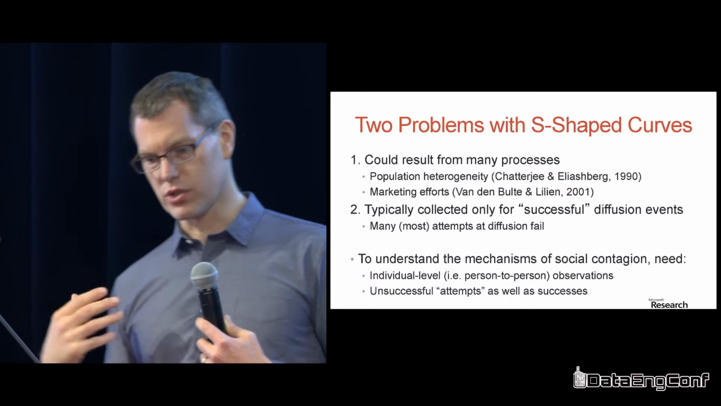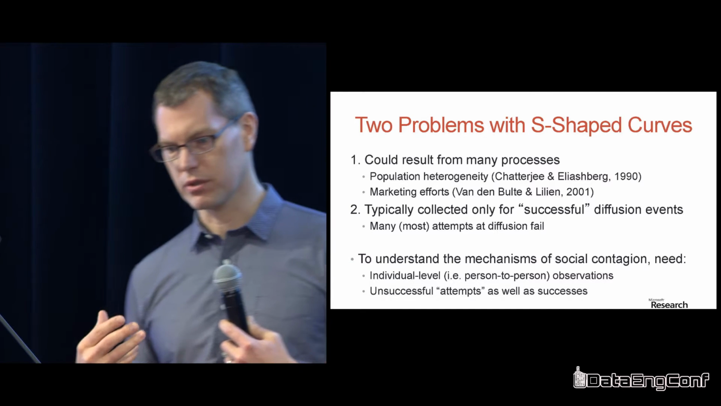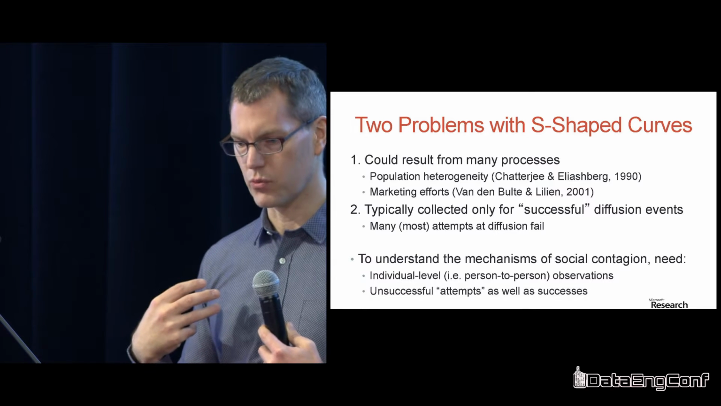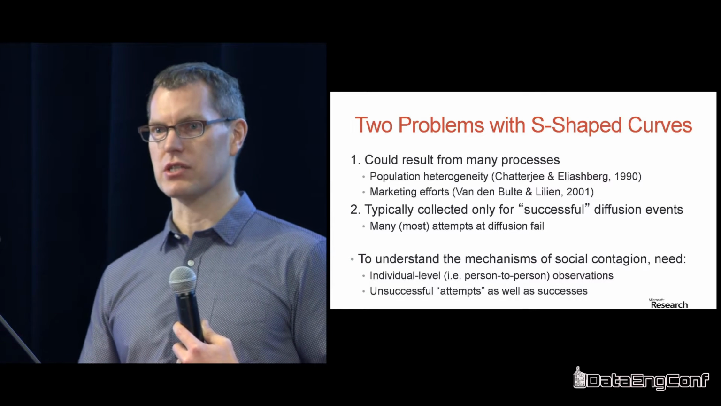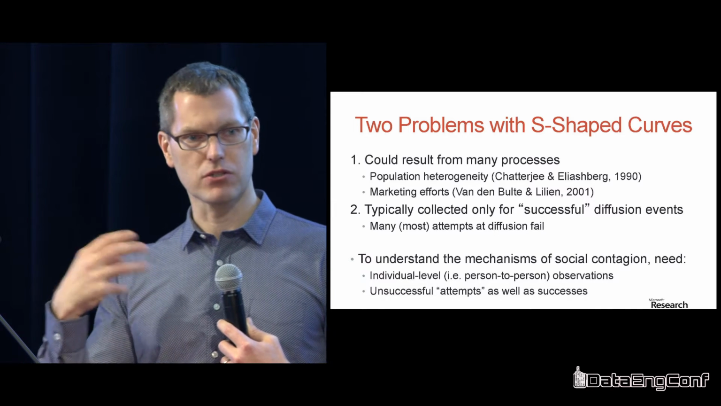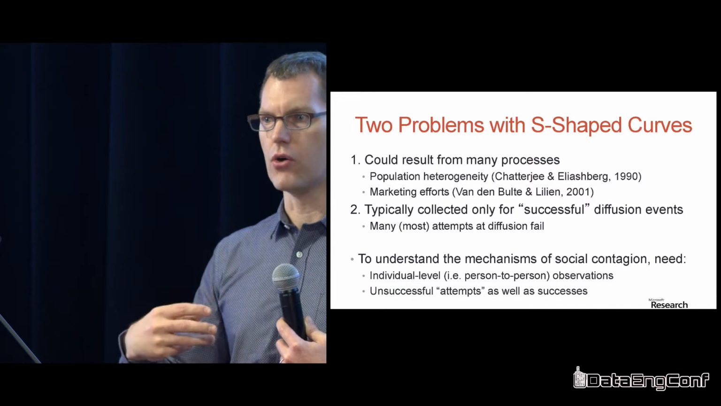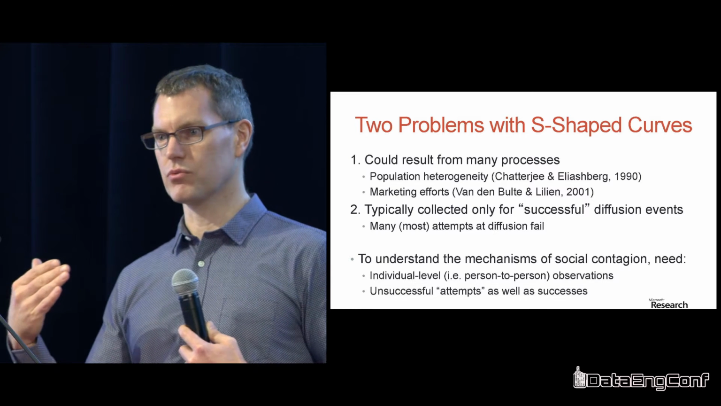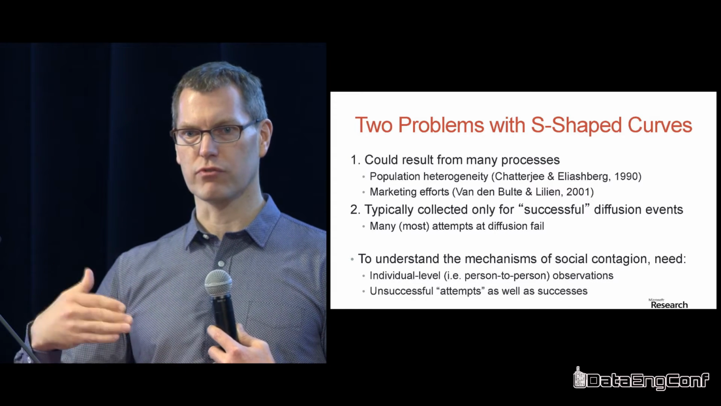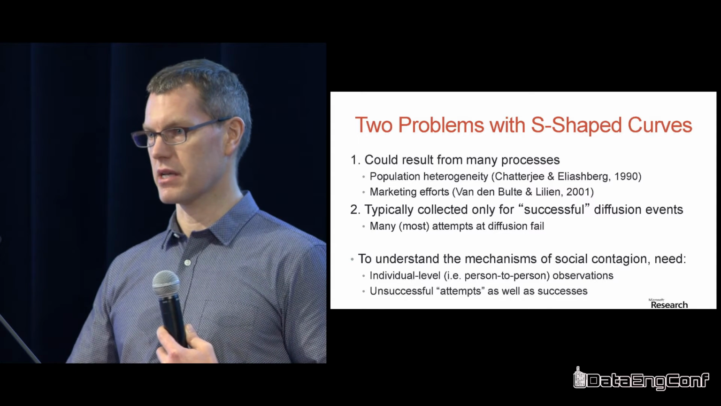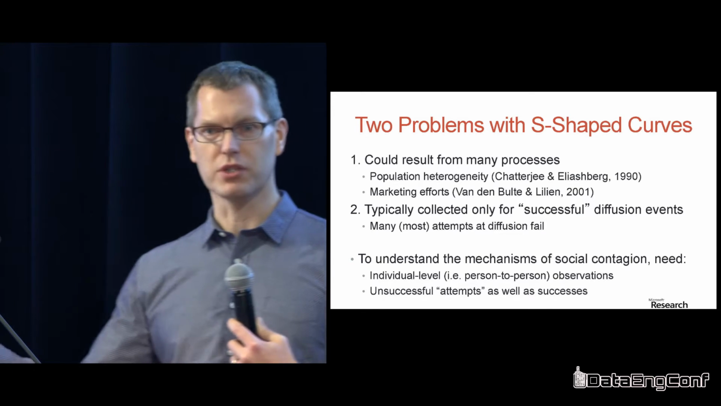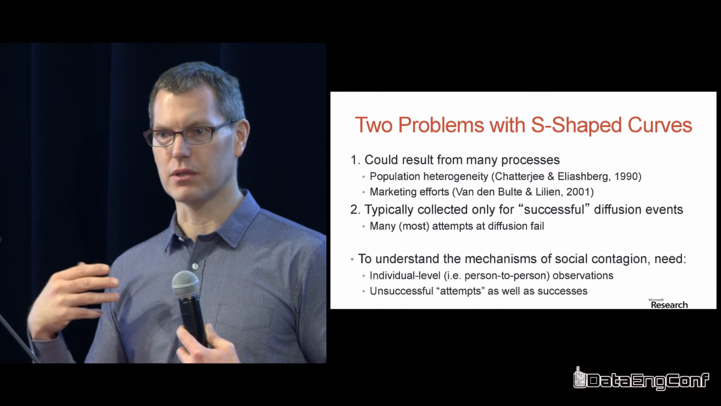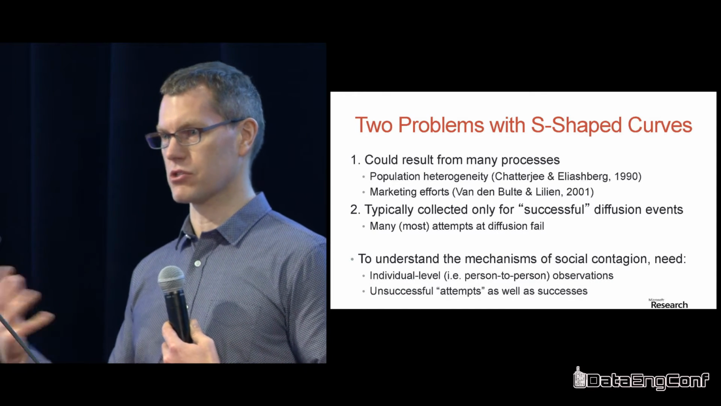But there's a more subtle and even more difficult problem with S-shaped curves, which is that, historically, data collection has been so expensive that social scientists typically only study things that succeed, right? So if you look at the history of diffusion studies, they study things that have diffused, right? So you think, well, what else would they study? How can you study a thing that didn't diffuse? Well, it's difficult, but the problem is that most things don't diffuse.